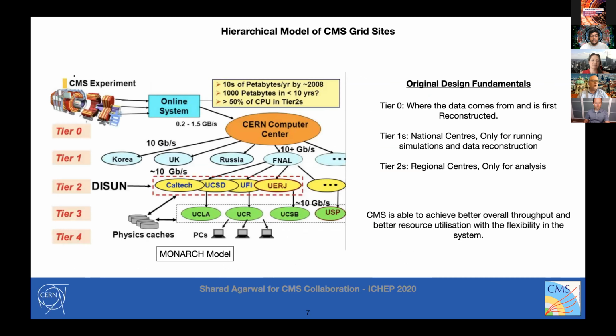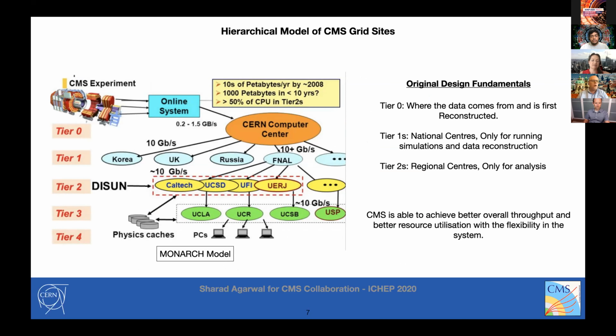So we talked about the grid mesh topology, which was introduced in LS1. Before that, in Run 1, we had this hierarchical model of CMS grid sites, where the original design was that Tier 0 was where the data comes from and the first data reconstruction happens. The Tier 1s were the national centers, which were used only for simulations and data reconstruction. And Tier 2s were the regional centers, which were used only for analysis.